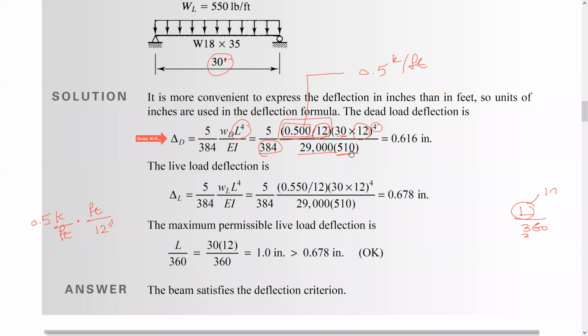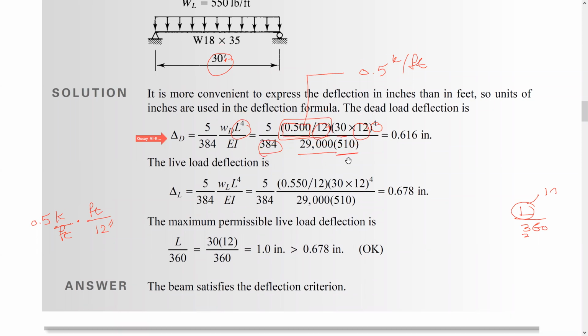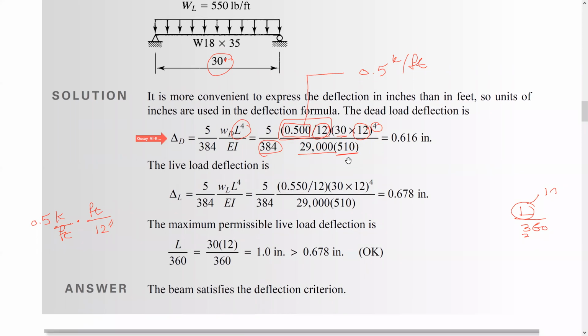This value, you can get it from the manual, table 1.1, for this cross section, which is 18 by 35. So this is Ix, okay? And I think you are mature enough and smart to get it. So here, this is the deflection due to the dead load. يعني هاي deflection بسبب الdead load.